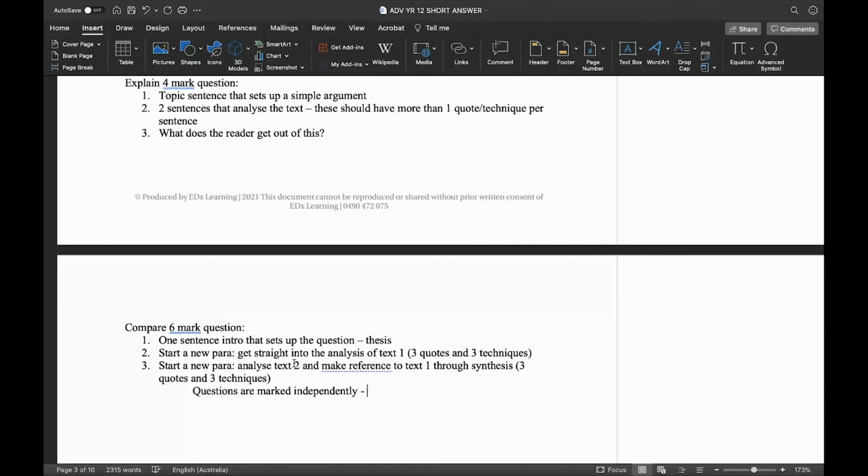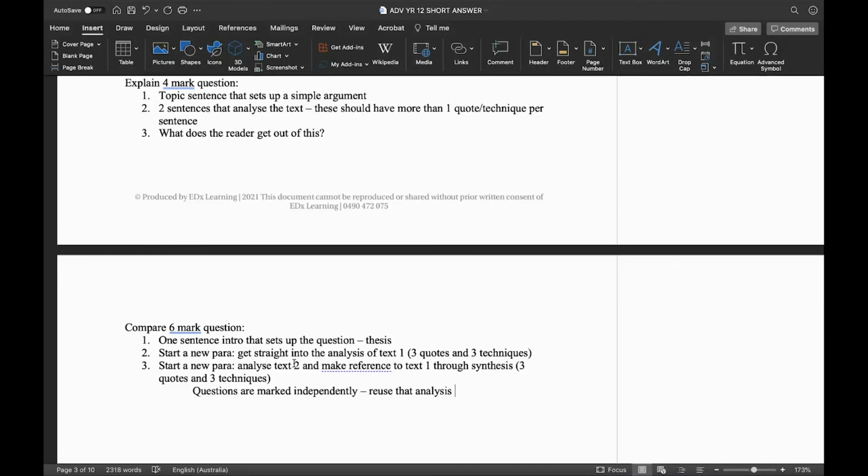So what we mean by that is, if you've used analysis for text 1 already in another question, you can reuse that analysis. So save yourself some time. If you found in text 1 a really good piece of analysis and you've already used it, don't be like, I need to find another piece of analysis. Reuse it in another question if it comes up. So this is because the questions are marked independently. So analysis can be reused as long as it's answering the question. So save yourself some time in doing that.